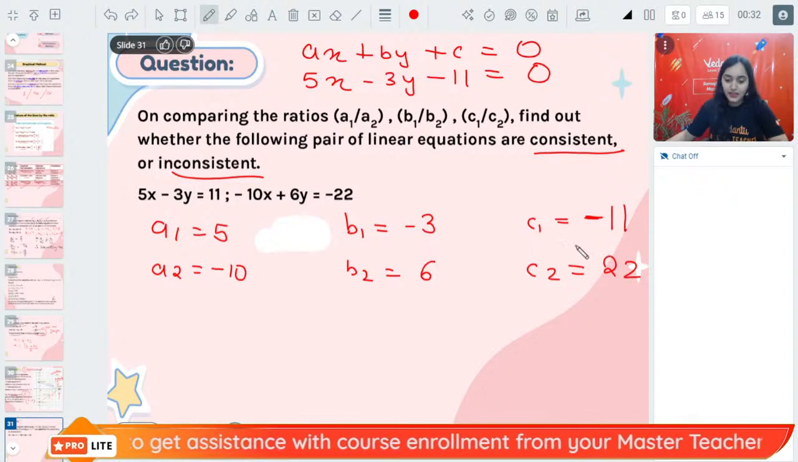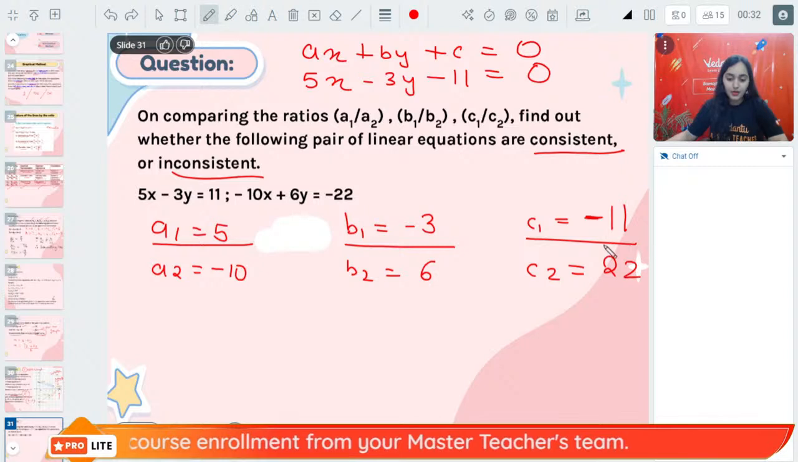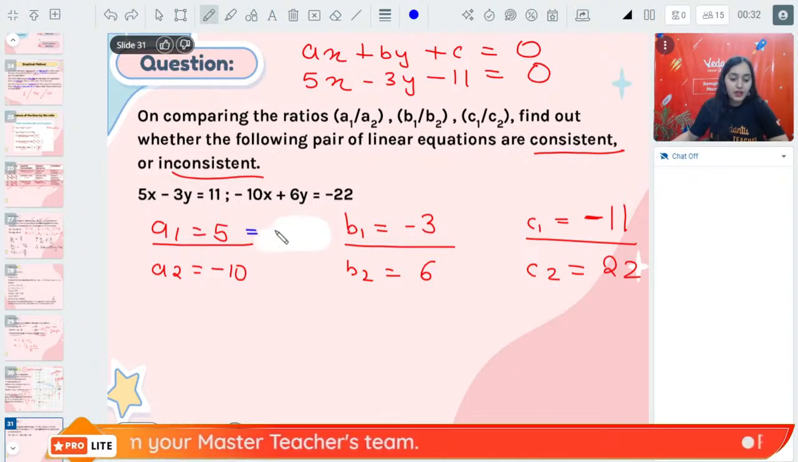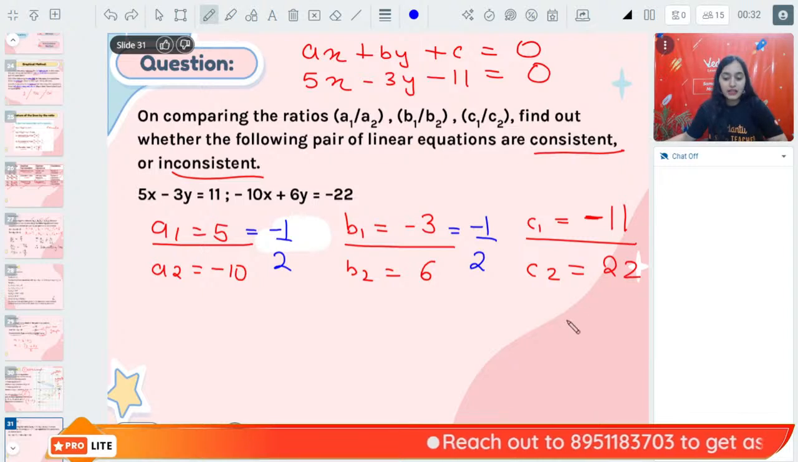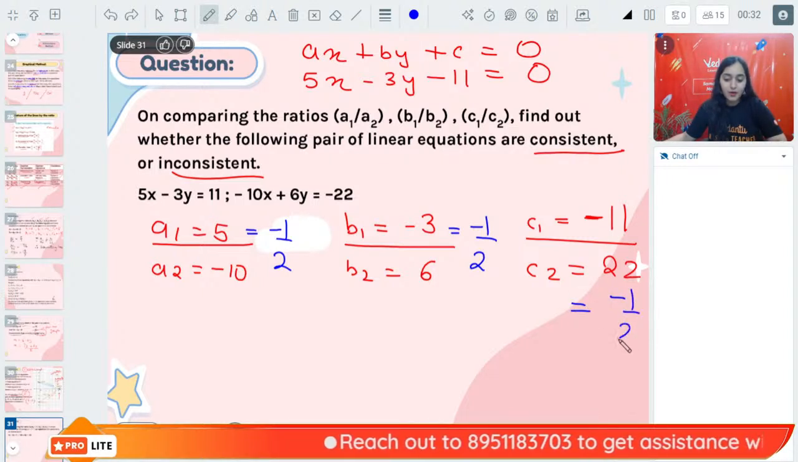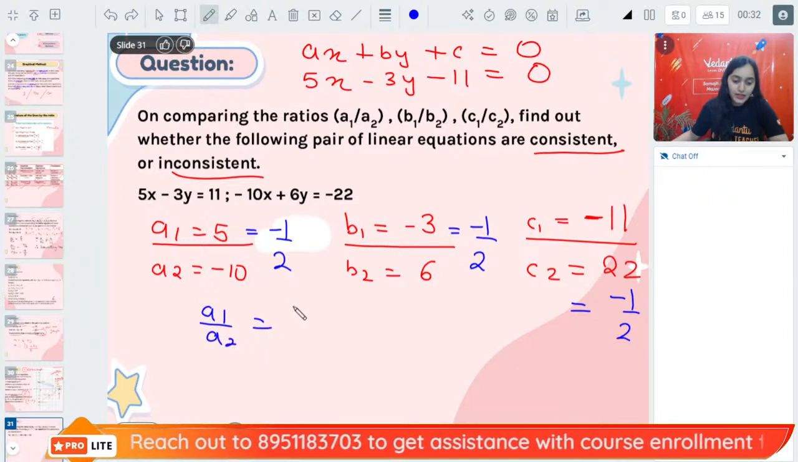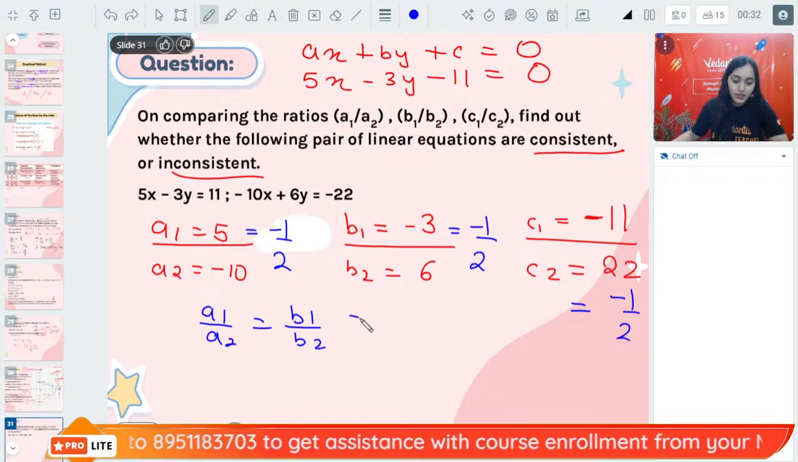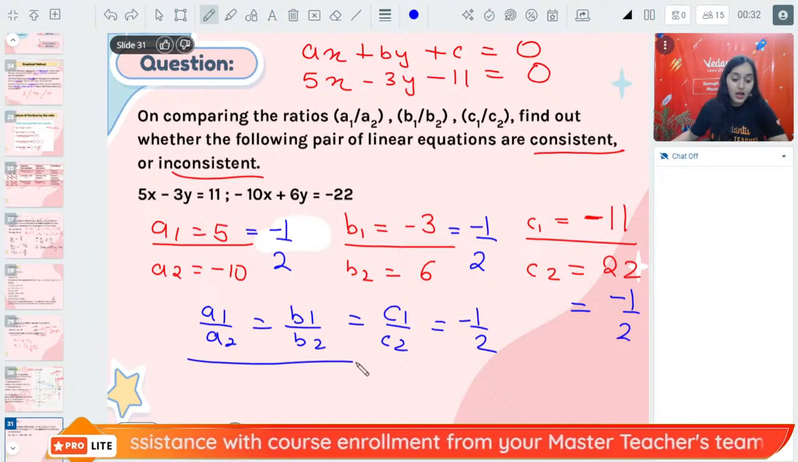Understood? Very good, Nivedita. Now divide A1 upon A2, B1 upon B2, C1 upon C2. What is the value that you are getting? A1 upon A2 is -1 by 2. B1 upon B2 is -1 upon 2. C1 upon C2 is again -1 upon 2. That means A1 upon A2 is equal to B1 upon B2 is equal to C1 upon C2 equal to -1 by 2.